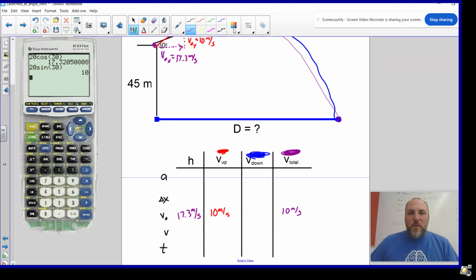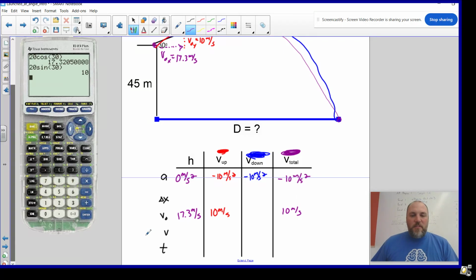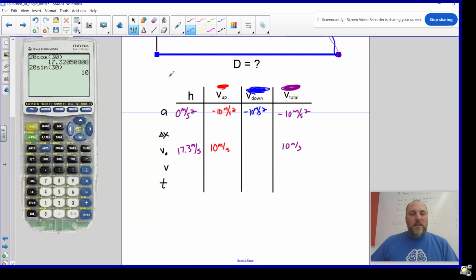Okay? A few things that I'm going to know because this is a projectile on Earth. I'll always know that the acceleration in the horizontal direction is 0 and the vertical acceleration is -10 because I have gravity and it's pointing straight down. So for all 3 of my vertical columns here, the acceleration is just that of gravity. So -10 meters per second squared. Okay, I'm going to see if I have any more information that I can get from that. If the acceleration in the horizontal direction is 0, that means the final velocity will also be 17.3 meters per second.